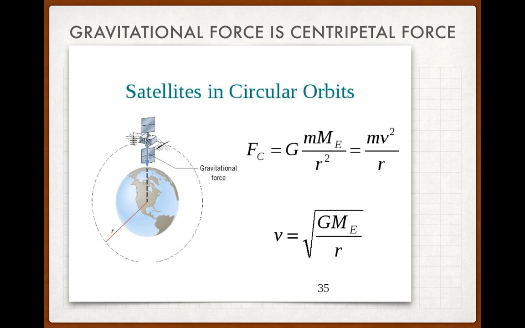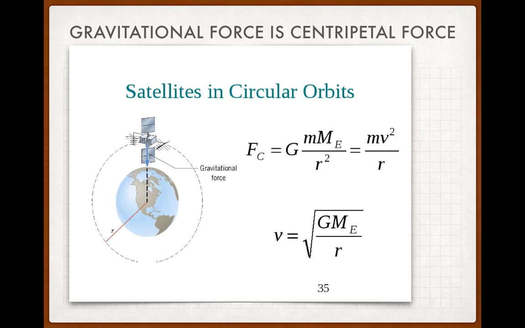What's important about this is the velocity of the object, which is a tangent to that circular motion at all times, is not dependent on the mass of the object itself. It's only dependent on the mass of the planet around which it's orbiting and the radius or the distance that it is from the centre of that planet.